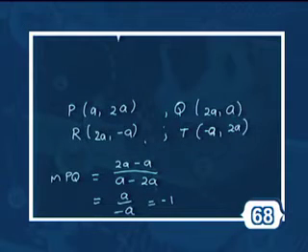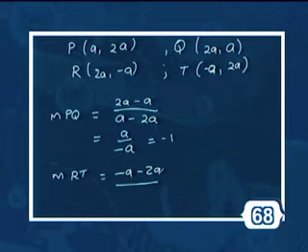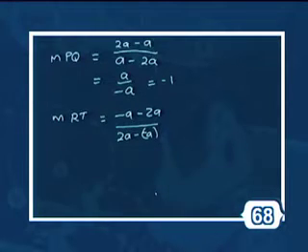So we've worked with P and Q, and we worked out that gradient. Let's now work out the gradient of R to T. It's going to be 2a minus minus a, all over minus a minus 2a. Here let's use a bracket just so that we remember to change the sign. We're going to get 3a all over minus 3a, and here my answer is going to be minus 1. So the gradient of PQ and the gradient of RT are exactly the same.